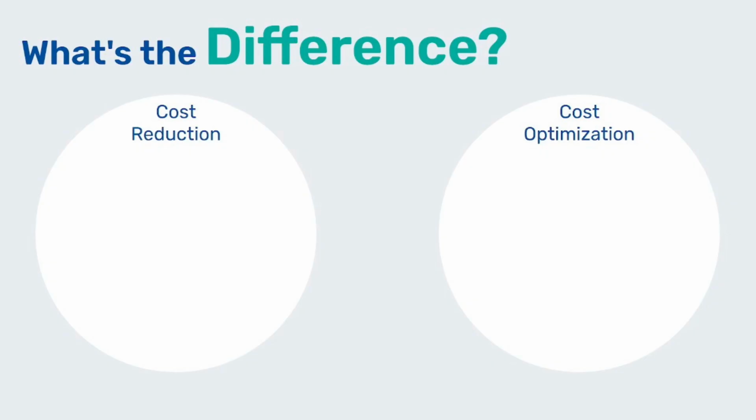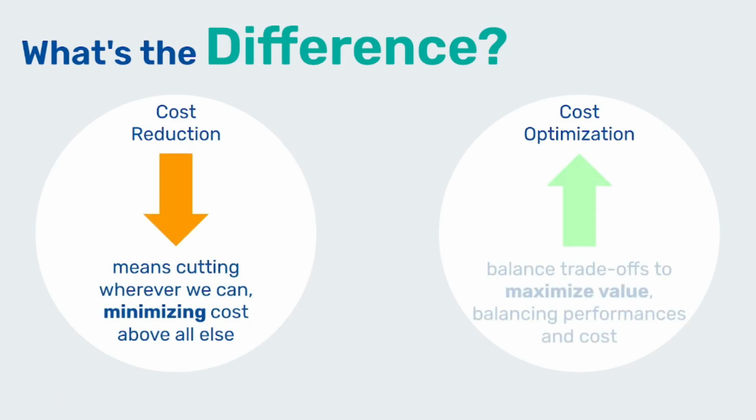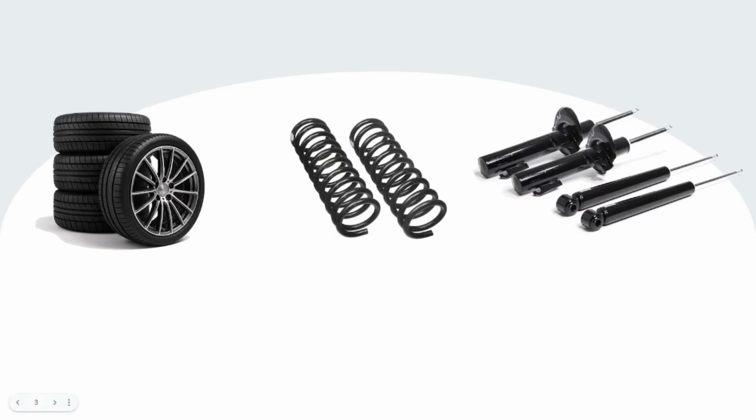In this video, we're not just doing cost reduction, we're doing cost optimization. Cost reduction means usually cutting wherever we can, which can easily hurt performance or reliability. Cost optimization is different. We use multidisciplinary optimization and find smart trade-offs so we can invest where it actually adds value. All right, let's get started.